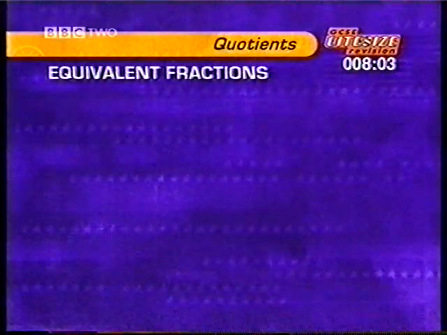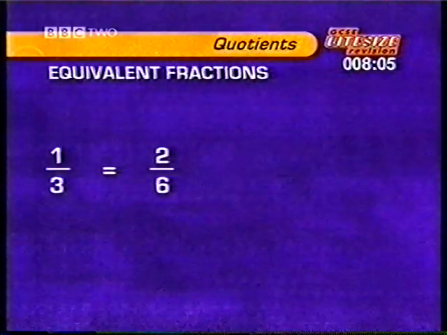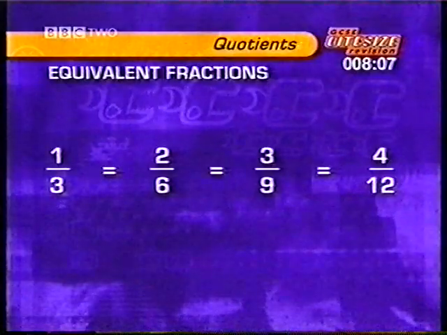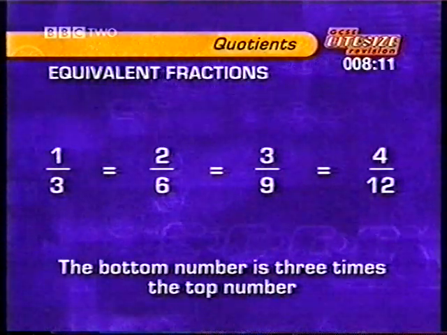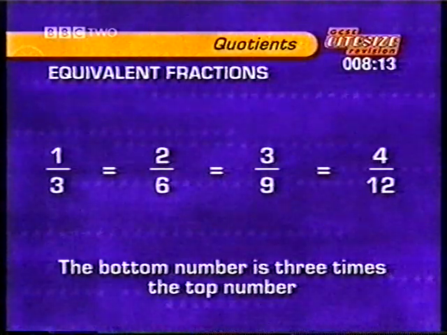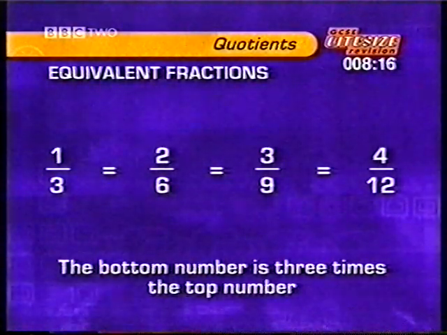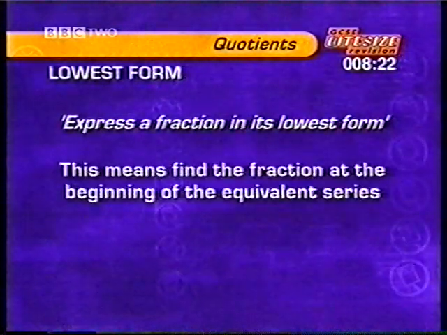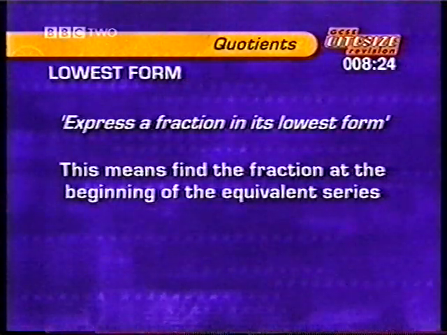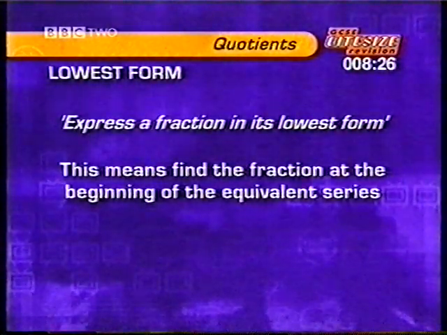We can do the same with 1/3, 2 sixths, 3 ninths, and 4 twelfths. Here the proportion is the same because the bottom number is always 3 times the top number, so all the fractions in this series are equivalent. If the exam says express a fraction in its lowest form, it means to find the fraction that's at the beginning of the equivalent series.